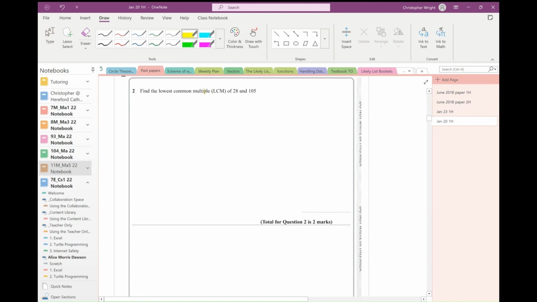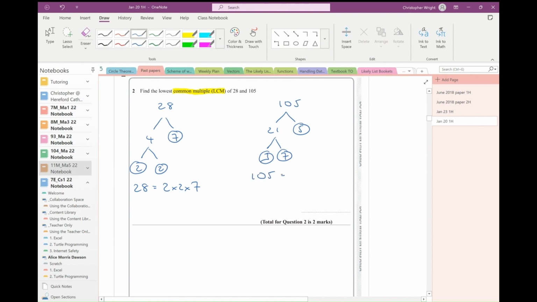Okay. Find the lowest common multiple of these two numbers. Right, well, 28, that's 4 times 7, which is 2 times 2 times 7. So 28 is 2 times 2 times 7. Right, over here, let's do 105. 105 is 21 times 5, which is 3 times 7. So 105 is 3 times 5 times 7.